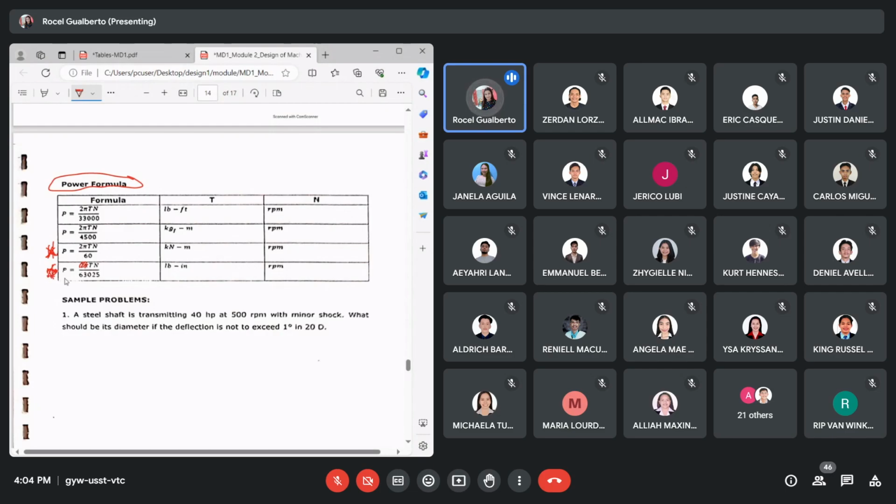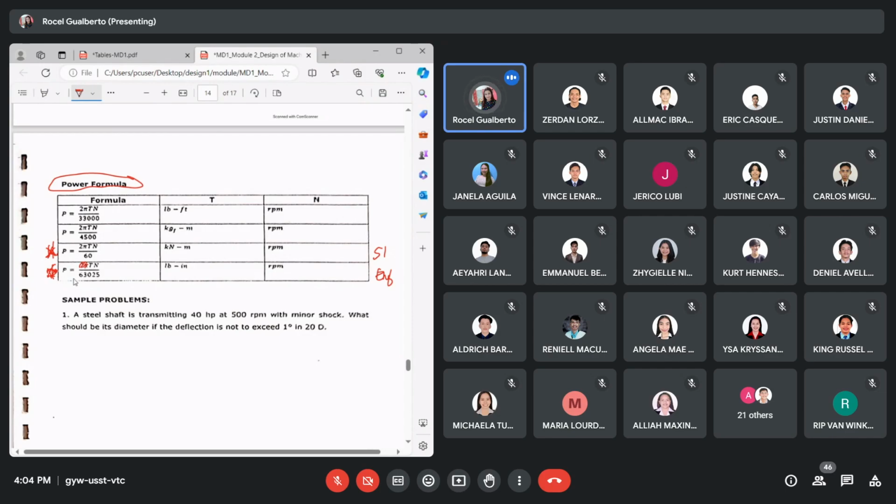Dito po tayo sa dalawang pinakamadalas gamitin. Yung pangatlo ay gagamitin kapag SI po yung ating system na ginagamit for solving, at yung isa naman po ay para sa English unit. So English unit, yung isa; metric or SI, yung isa. So power is equal to 2 pi Tn over 60. Yung isa naman po, Tn over 63025.